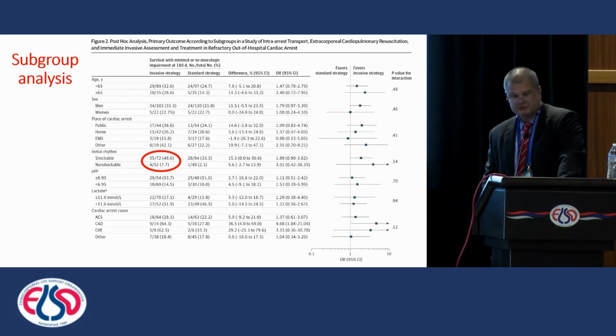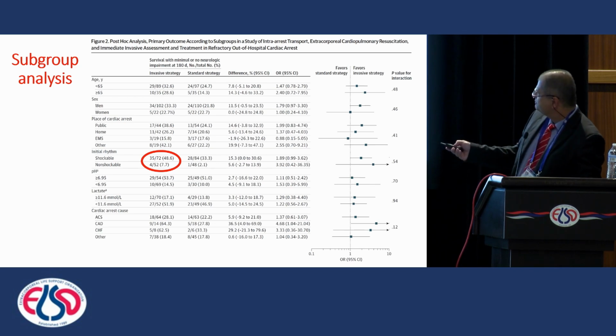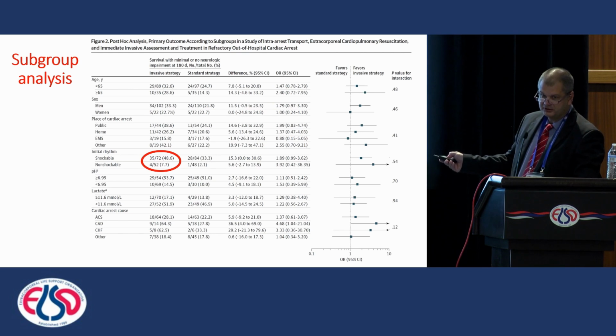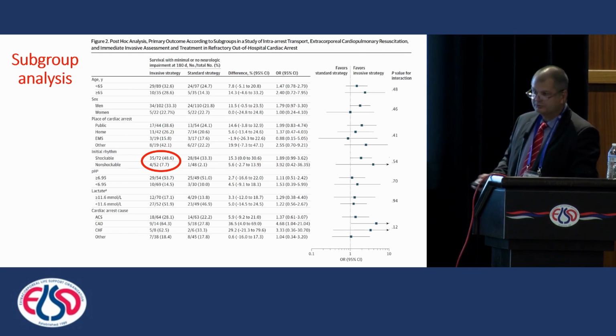If you look at the subgroup analysis, the most important message is the subgroup analysis of shockable versus non-shockable rhythms. If you look at the outcome of shockables in the invasive strategy arm, the survival was 48.6%, so almost half of the patients in ventricular fibrillation survived until 180 days with normal neurological outcome.